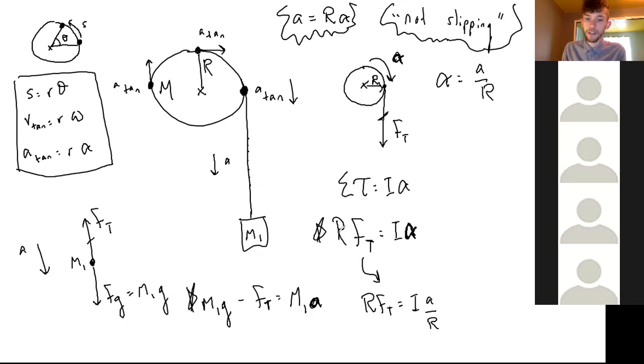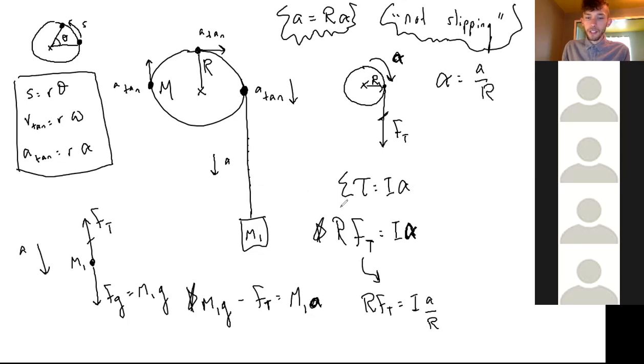And then, as long as we don't have slippage, we make the two equations speak the same language by using this relationship. And then we could solve for whatever we wanted to solve for here. All right. So generally speaking, that's going to be how we're going to solve these torque rotation problems.